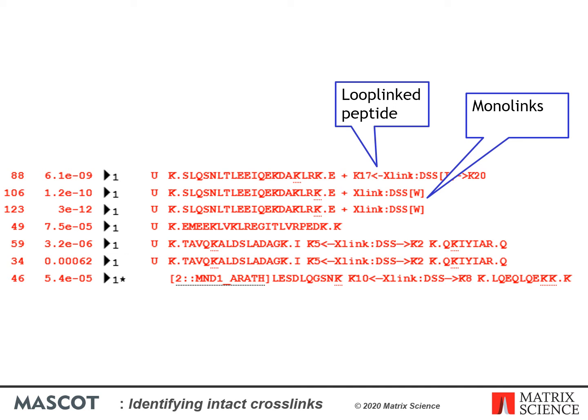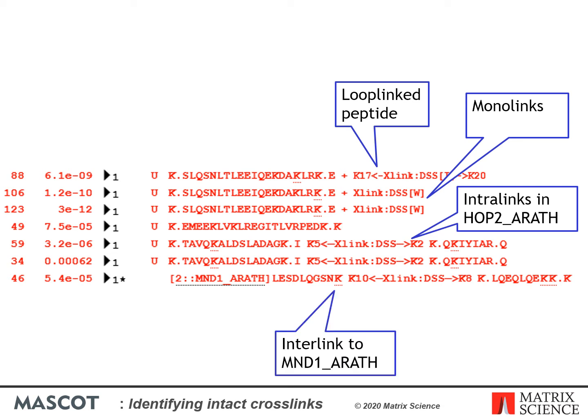Further down, there are three matches with an intact crosslink. The first two are protein intralinks, which means it's an intact link between two non-overlapping peptides within a single protein. The last line shows a match to a protein interlink. An interlink is an intact link between two peptides from different proteins. The alpha peptide is in MND1-Arath and the beta peptide in HOP2-Arath.